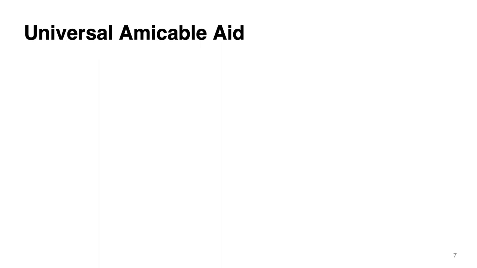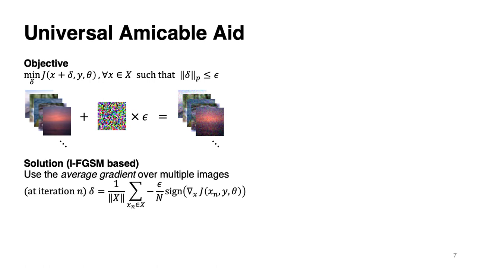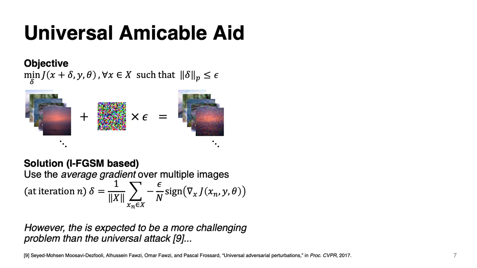In adversarial attacks, it is possible to find an image-agnostic perturbation that affects multiple images to make a given model misclassify them, which is known as the universal attack. Conversely, the objective of the universal amicable aid is to find an image-agnostic perturbation that can aid multiple images to obtain correct classification results, which can be formulated as the following optimization problem. A simple solution to this problem is to use the average gradient over multiple images. However, this is expected to be a more challenging problem than the universal attack.